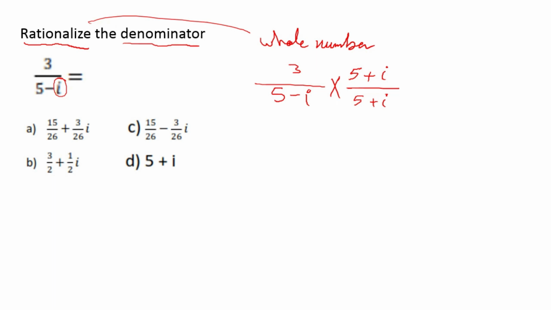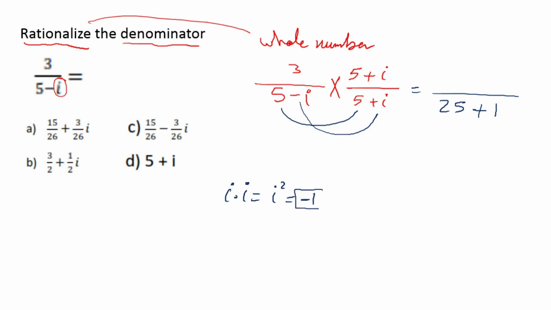And why is that? Because 5 by 5 gives me 25, and positive by negative is going to be negative, but we are going to change it into positive because i by i is i to the power of 2, which is equal to negative 1.